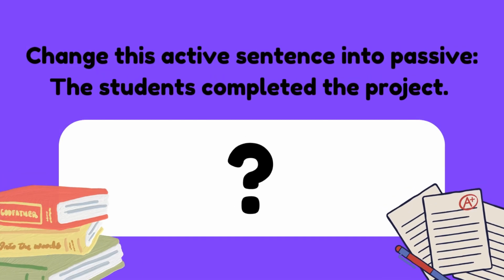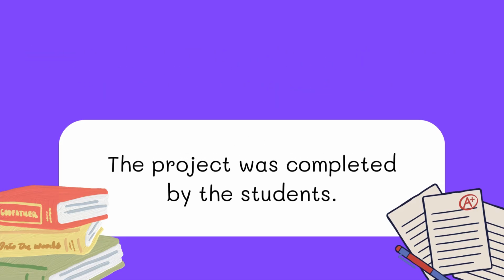Let's try one together. Change this active sentence into passive. The students completed the project. Think about what receives the action, and how to use was or were with the past participle. The project was completed by the students.